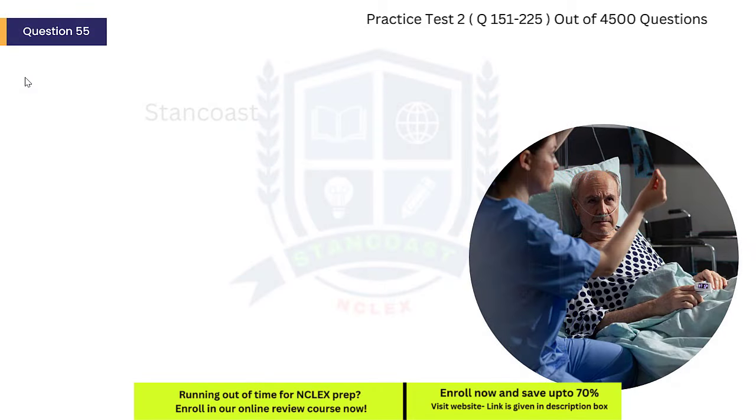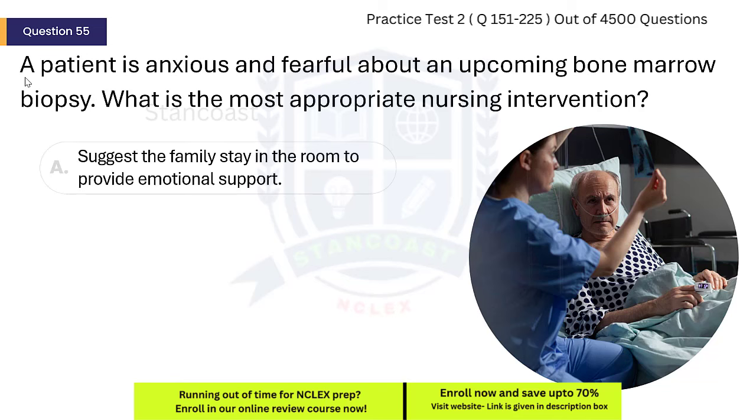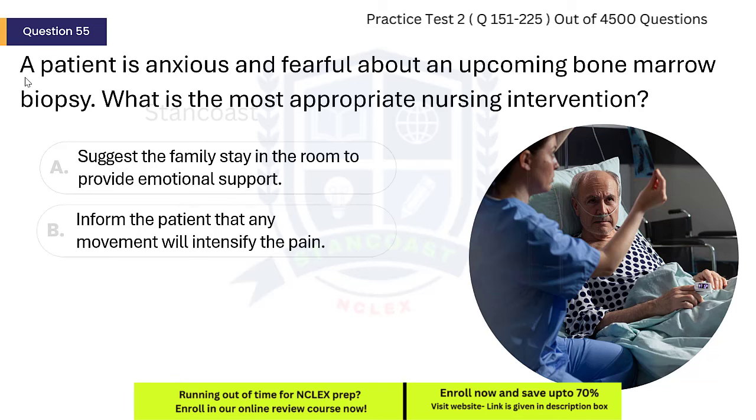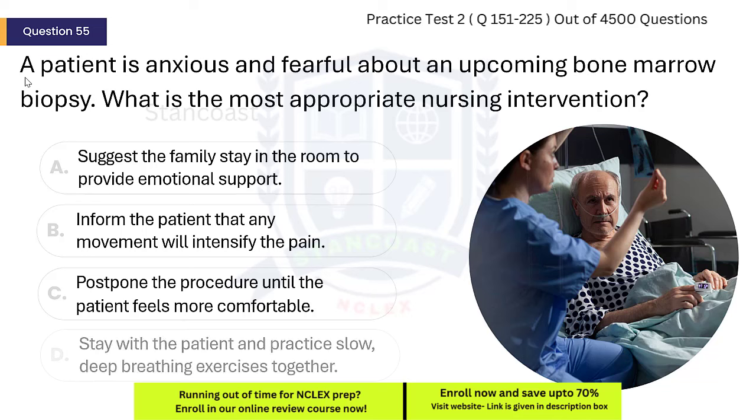All right, here's the next one. A patient is anxious and fearful about an upcoming bone marrow biopsy. What is the most appropriate nursing intervention? A. Suggest the family stay in the room to provide emotional support. B. Inform the patient that any movement will intensify the pain. C. Postpone the procedure until the patient feels more comfortable. D. Stay with the patient and practice slow, deep breathing exercises together.